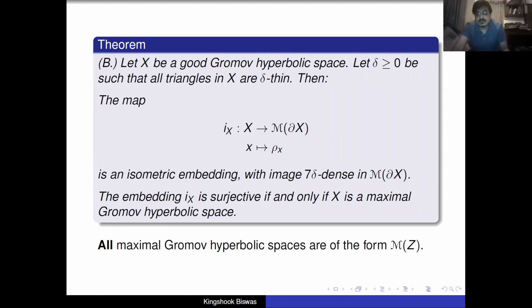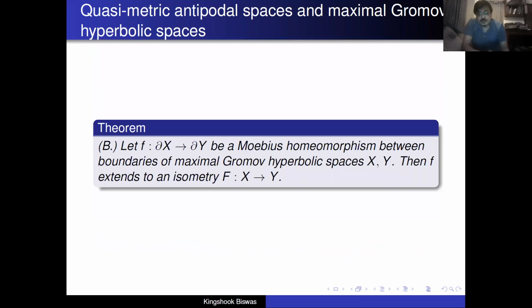Okay. So now we have the following theorem. Let F from boundary X to boundary Y be a Moebius homeomorphism between boundaries of maximal Gromov hyperbolic spaces X, Y. Then F extends to an isometry from X to Y. So we have a positive answer to the Moebius problem, the problem of extending Moebius maps to isometries for these maximal Gromov hyperbolic spaces.